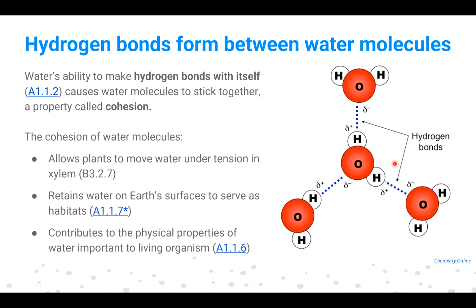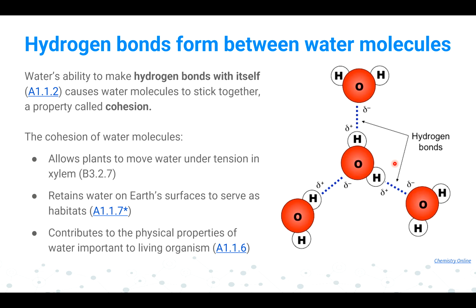So the cohesion of water molecules allows plants to move water from the earth to the stem, and all this is happening under tension in the xylem. And of course there are other physical processes which help the water move up into the plant, but here water's cohesive properties play a major role in helping the water go up into the plant.